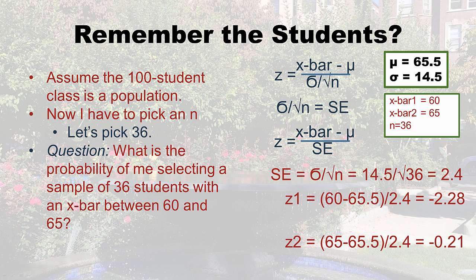So here's Z1 and Z2. I put them both up there, but we can just walk through this. x bar 1 is 60 and x bar 2 is 65 because it's between 60 and 65. So you see what's going on in the slide. And like I told you, both of these x bars are below the mu, so they're both going to have negative z's, and so we've got our negative z's.